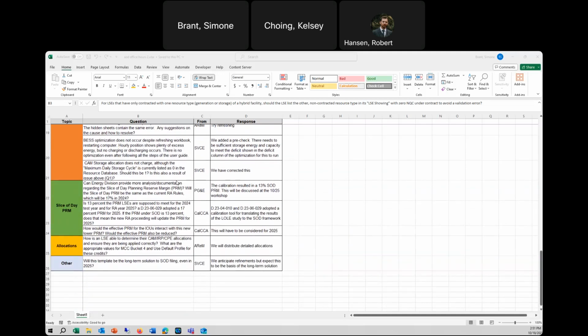Okay. Are there any other questions about the template functions or errors you're encountering before we go on to these other questions? Rich?